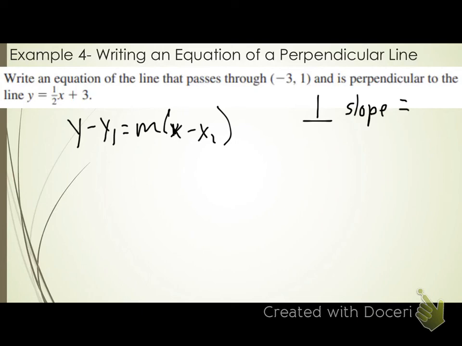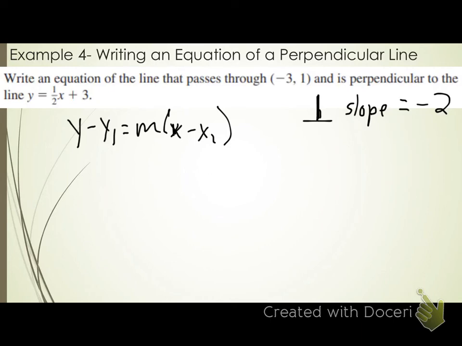What's the opposite reciprocal of 1/2? 2 over 1 is the reciprocal. Negative 2 over 1, or just negative 2. So this symbol, the upside down T, represents perpendicular. Because if you see it, it forms a right angle. So if you see that, just know it means perpendicular. If you see the two lines next to each other, just know that means parallel. So my perpendicular slope is negative 2.